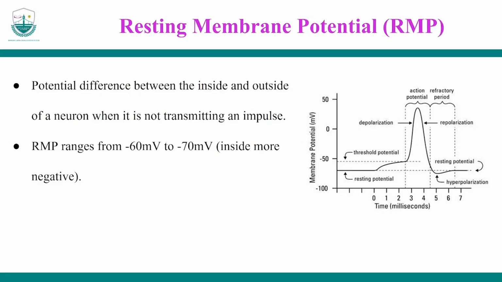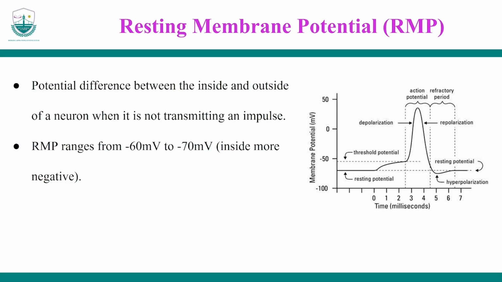So when we talk about resting membrane potential, we're talking about the potential difference between the inside of the neuron and the outside of the neuron. Okay, so when we add the word resting, then we are basically referring to the potential difference between the inside and the outside of the neuron when there is no impulse being transmitted.